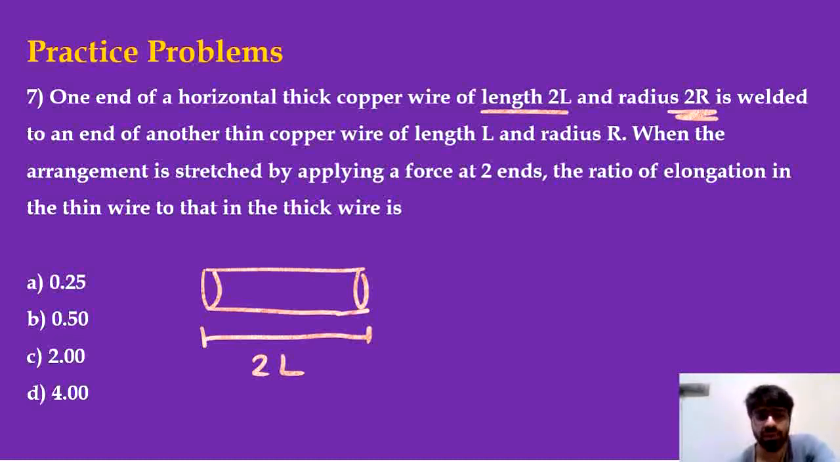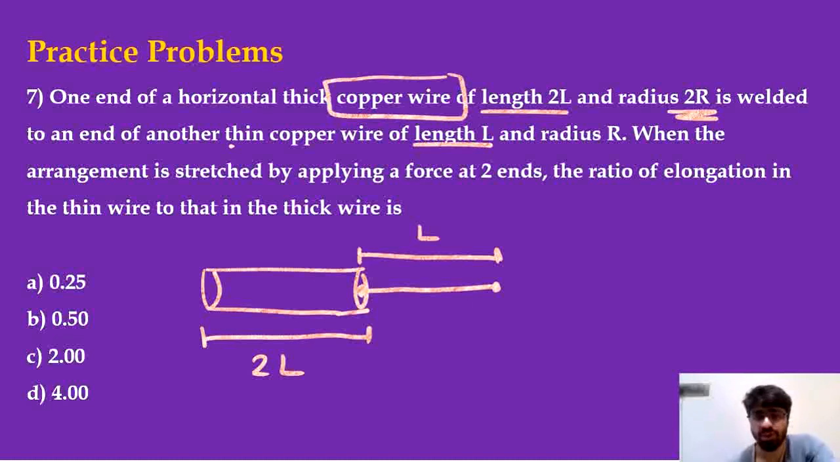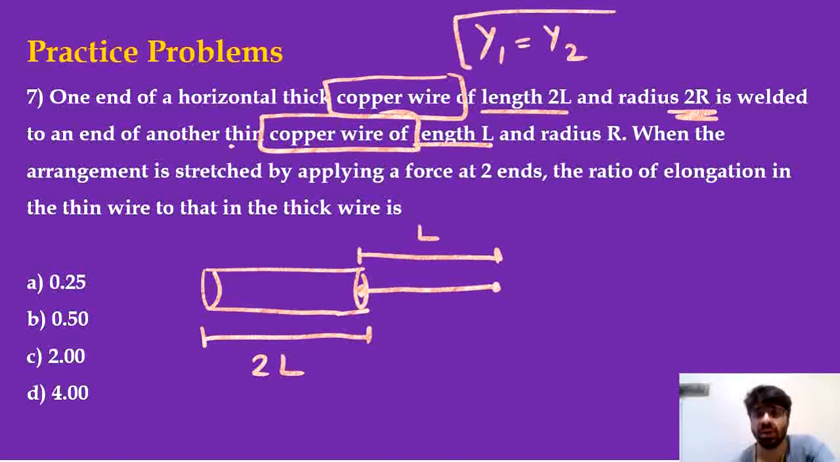It is welded to an end of another thin copper wire of length L. So let's say there is a thin copper wire here of length L. And the two wires have been welded together. Keep in mind both of them are copper wires. Because both of them are copper wires, you need to straight away understand that you have to apply Y1 equal to Y2.